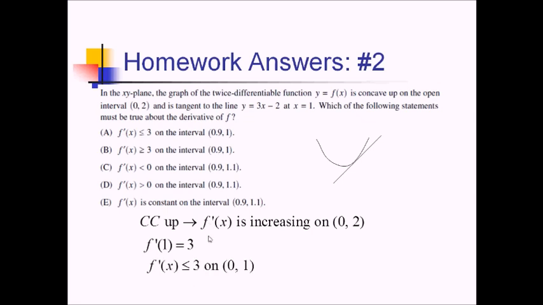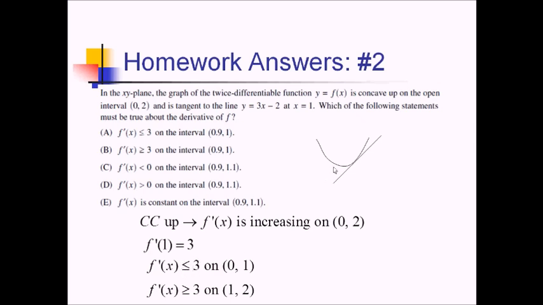And we know that, again, since it's increasing, after we get to 1, between 1 and 2 at least, f prime has to be greater than or equal to 3. So in light of all this, let's take a look at our answer choices. First answer choice, f prime of x less than or equal to 3 on 0.9 to 1. Well, that's in line with what we were saying here, which is before we get to 1, our slope has to be less than or equal to that tangent line slope of 3.